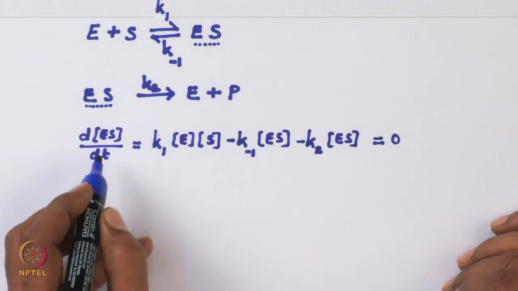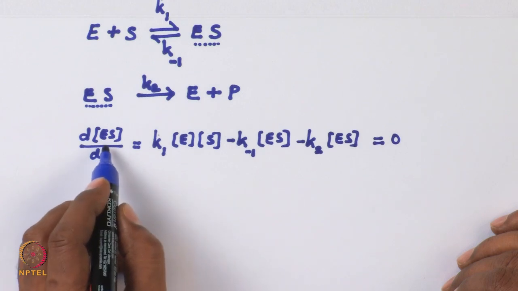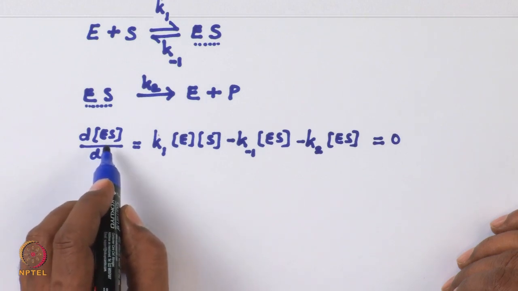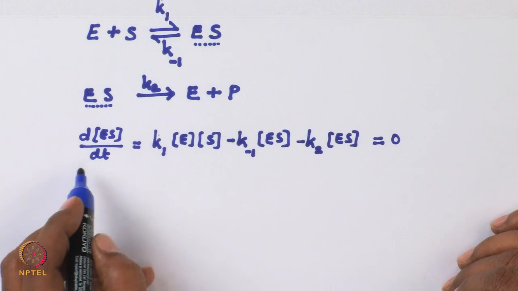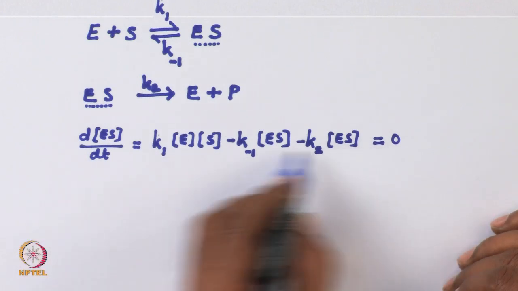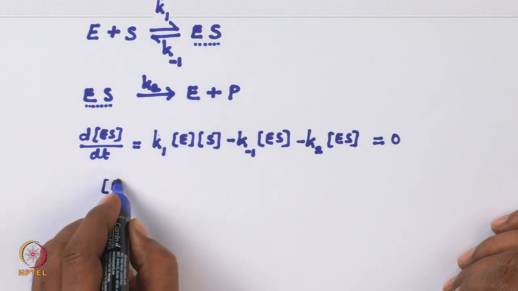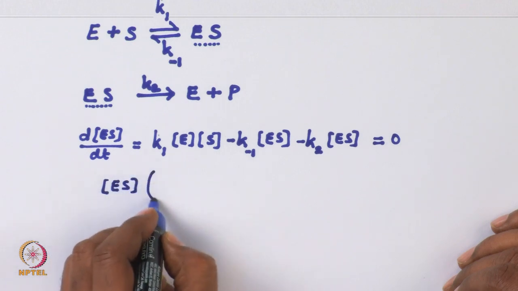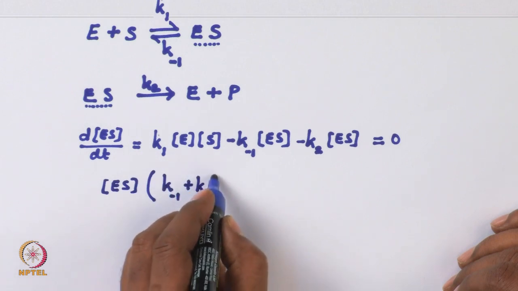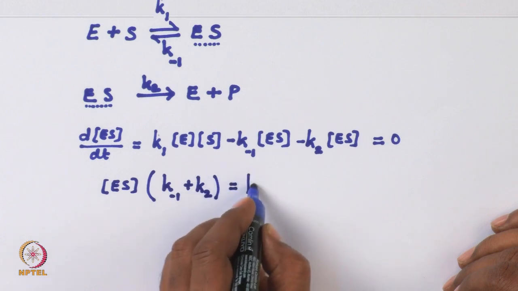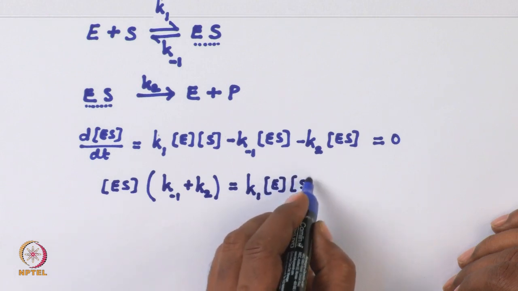That is what I was saying, that since the concentration of ES, which is an intermediate here, will remain nearly the same for most of the duration of the reaction, its rate of change of concentration with respect to time, we can set it equal to 0. Now, from this equation, if I take out ES, then within the bracket I have K minus 1 plus K2 equal to K1 into enzyme concentration into substrate concentration.